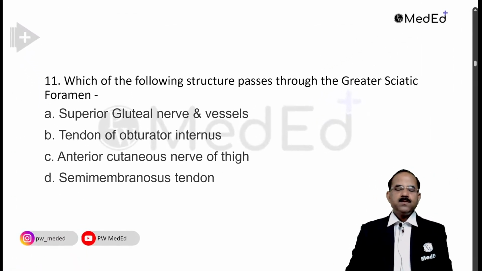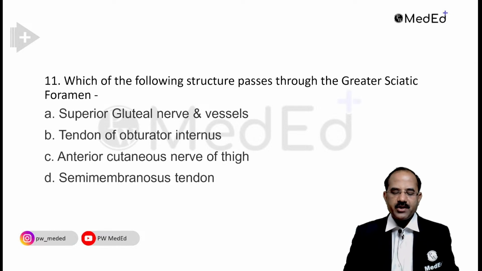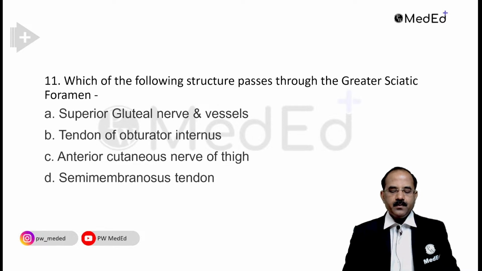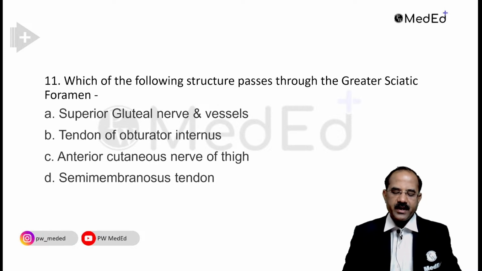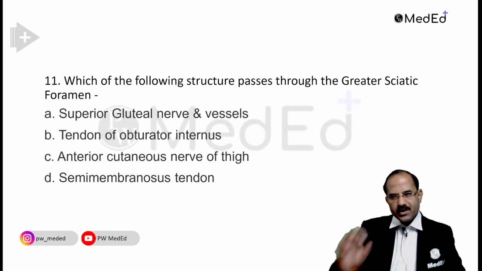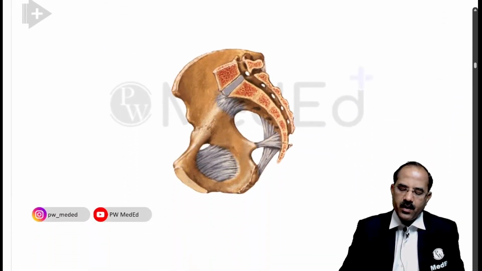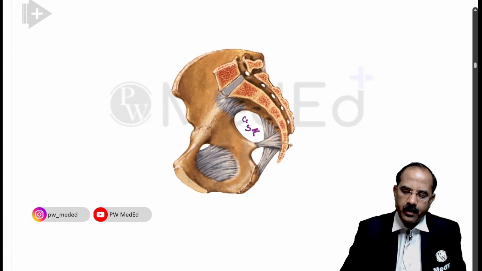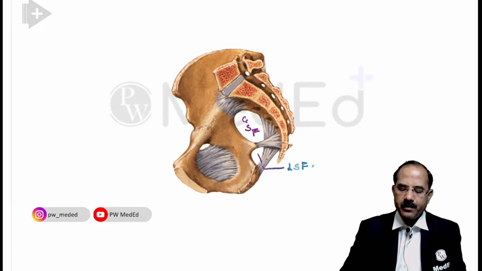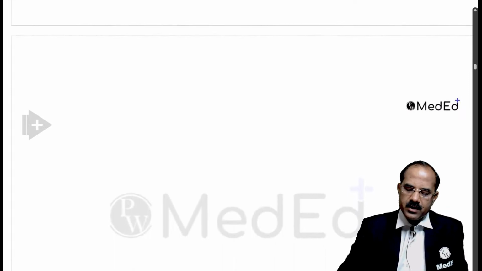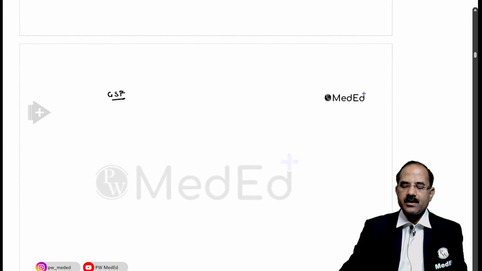Come on, answer this. Which of the following structures pass through the greater sciatic foramen? Any guesses? I'll just make a note of this for you. Now, what are the structures passing through the greater sciatic foramen? Just have a look. What is this foramen? That's the greater sciatic foramen. And what foramen is this? That's the lesser sciatic foramen. So what are the structures passing through the greater sciatic foramen?